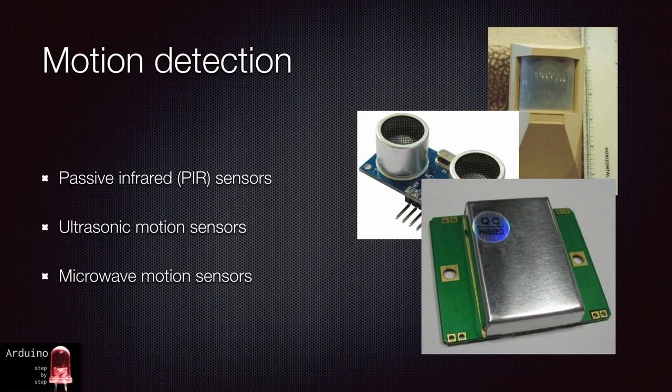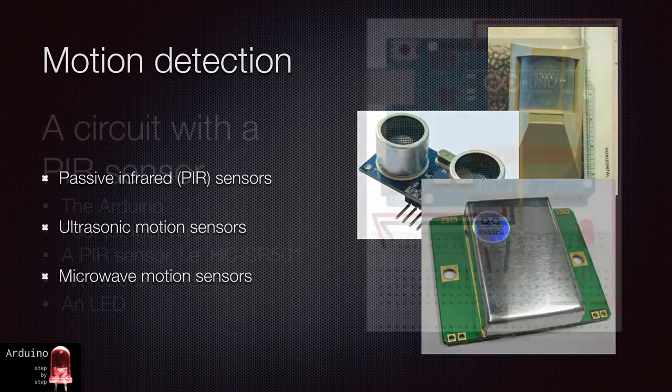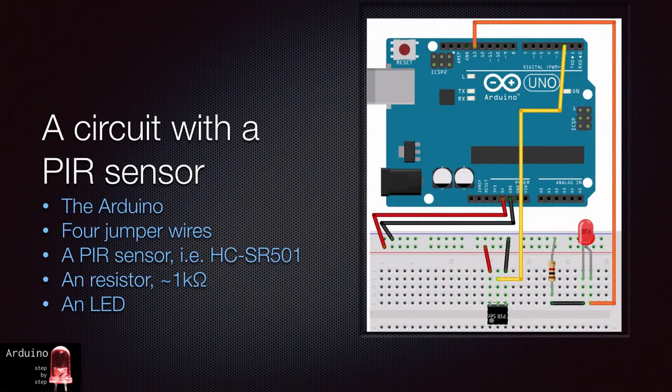In this lecture, we will connect a passive infrared sensor to our Arduino, calibrate it, and turn an LED on every time motion is detected. Let's put together this circuit and test out the motion sensor. We will need the Arduino, 4 jumper wires, the PIR sensor like the HC-SR501, 1 resistor at 1 kΩ, and 1 LED.